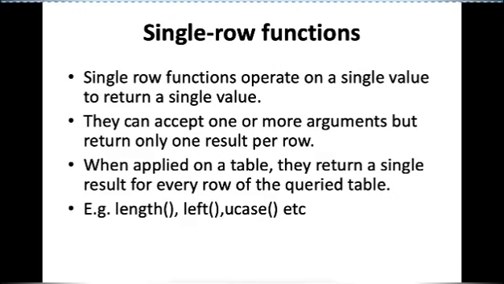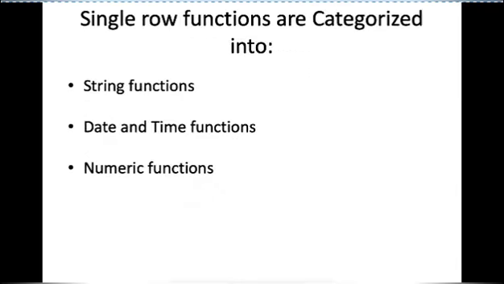As a single row function operates on a single value to return a single value, it will operate on each and every value in the column ename and give you one value corresponding to that. Now let us do the single row functions in detail.